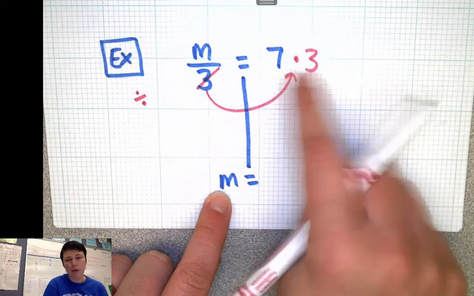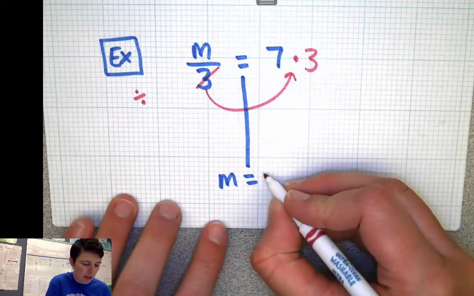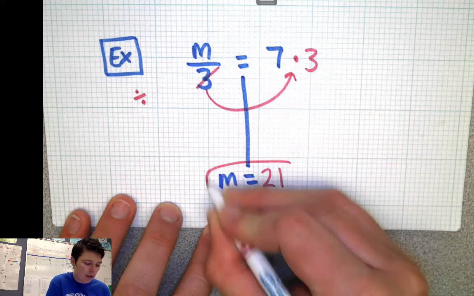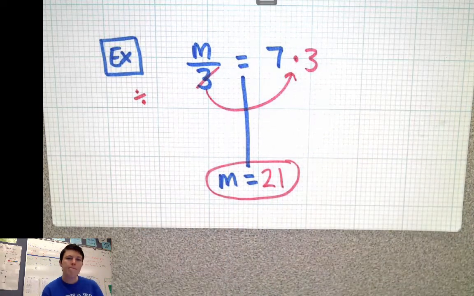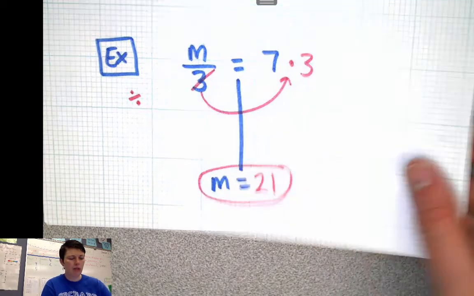And we have 7 times 3. Oh, okay. Well, I know what that is. 7 times 3 is 21. So my answer is 21. M is equal to 21. Okay, so there's a couple of examples. Now maybe it's time for you to try. So I'm going to give you a you-try problem.